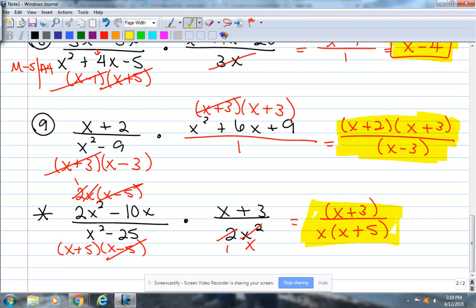So you can cancel up and down and diagonally, and you can cancel parts of monomials as long as it's not with a plus or a minus. Okay, if they're multiplied together, you can cancel their parts. If they're added and subtracted together, you can't cancel the parts.